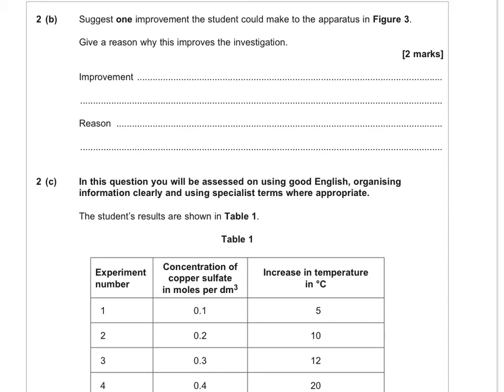Question 2b. Suggest one improvement the student could make to the apparatus in figure 3. Give a reason why this improves the investigation. So there's 1 mark here for the improvement and 1 mark for the reason. There's 2 improvements you can have here. The first one would be to use a plastic or polystyrene cup and add a lid, and the reason would be because it stops heat loss.